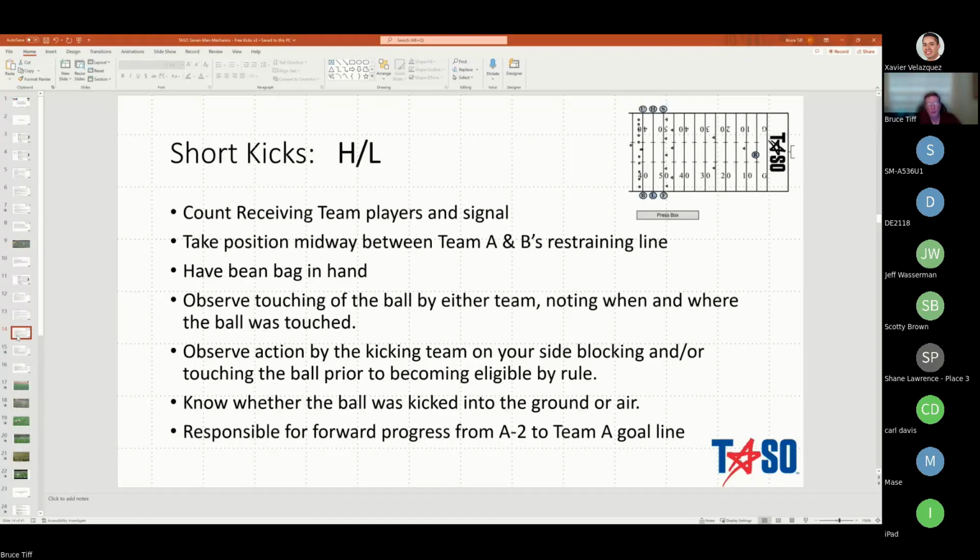Which is actually, let me go back to that. You're actually responsible for forward progress from the A2 to the Team A goal line. So it's kind of reversed from the S and the F from a normal free kick. You will now take the ball from the A2 into the goal line, where the S and F, as you'll see on the next slide, are going to take forward progress all the way to the A2 before they hand it off to the H and the L.